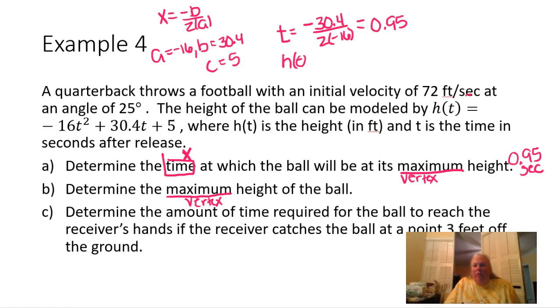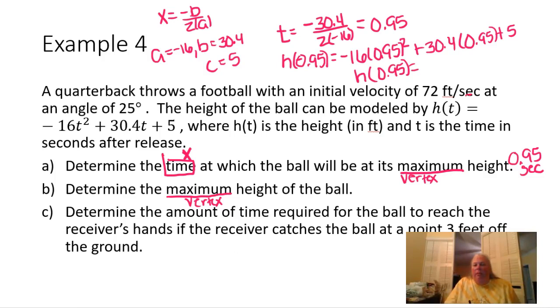h of 0.95, this is my y, is going to be equal to negative 16 times 0.95 squared plus 30.4 times 0.95 plus 5. And I am going to put all of this into my calculator and see what I get back. And that gives me 19.44. So for part B, the maximum height is 19.44, and let's see, our units are in feet here. So 19.44 feet.